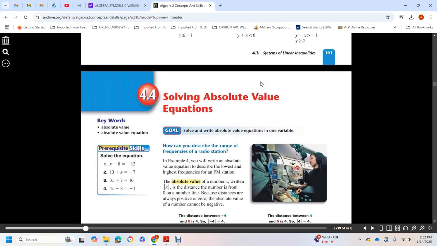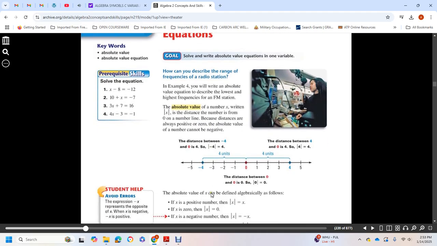4.4, solving absolute value equations. Solve and write absolute value equations in one variable. The absolute value of a number x is written with parallel lines around x. It is the distance of the number from 0 on the number line. Because distance is always positive or 0, the absolute value of a number cannot be negative.